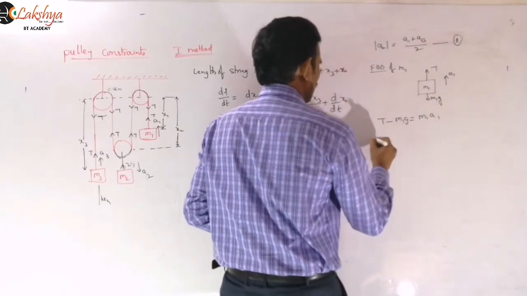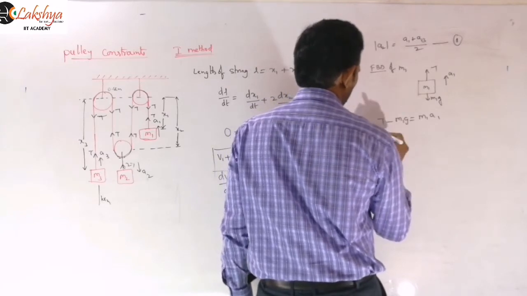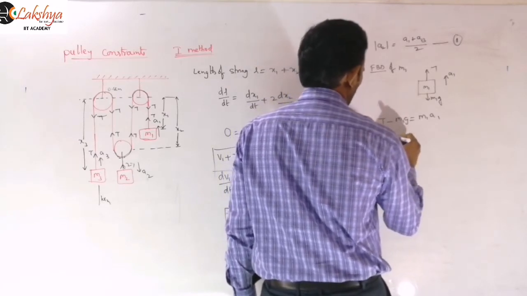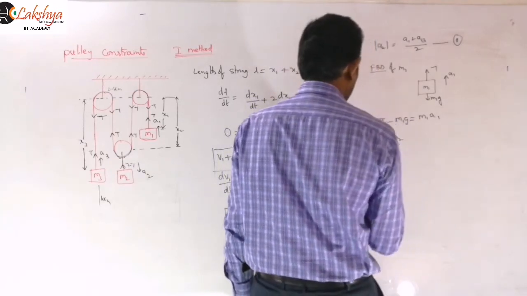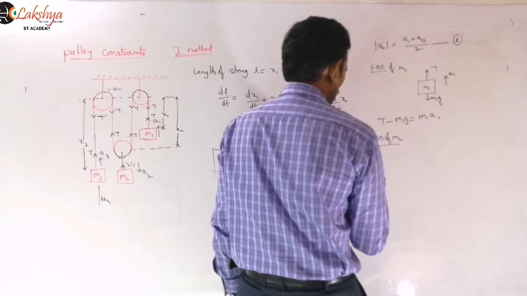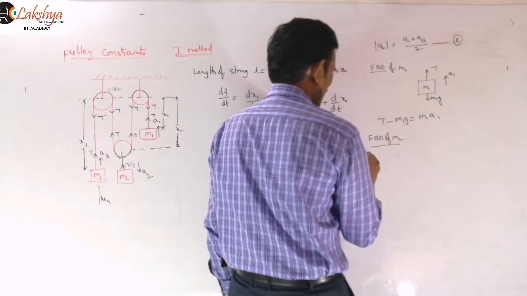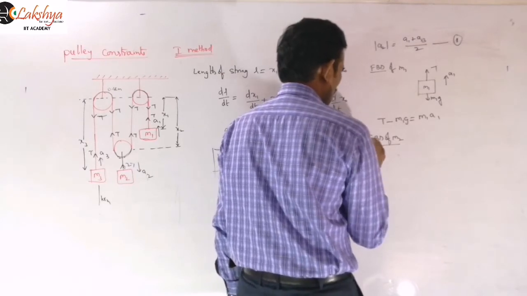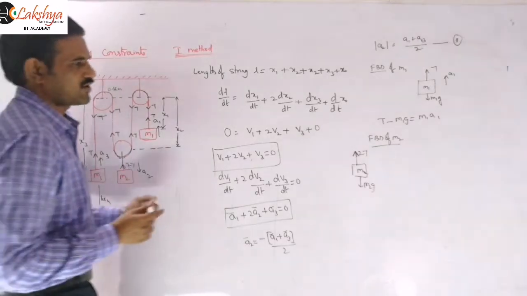And next, FBD of M2. For M2 there is the downward direction M2G, the weight of this block. Here the tension is 2T. The important thing you should observe here is that the tension on this M2 block is 2T, and this block is moving down here.